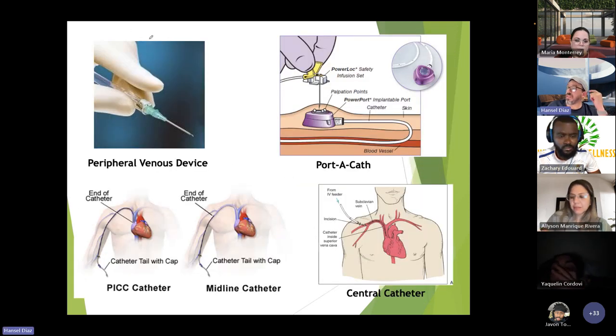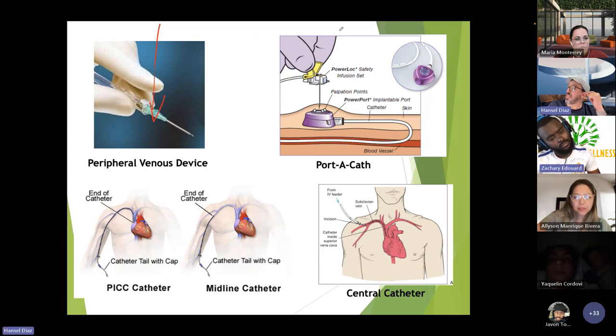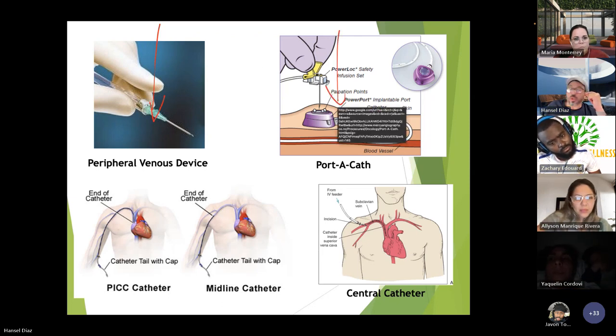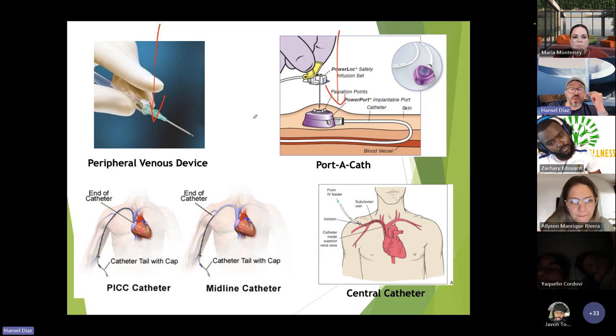This is a peripheral device. This is more used by nurses. This is a port. You will never put a port. Only an interventional radiologist or a surgeon does this.